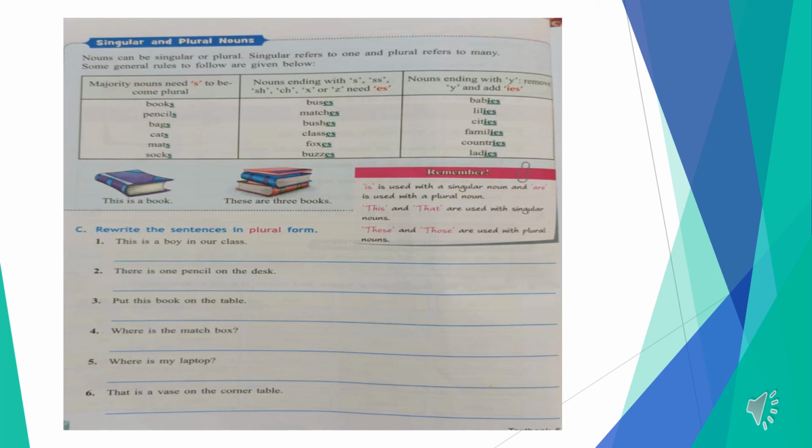Where is my laptop? Where are my laptops? L-A-P-T-O-P-S. That is a vase on the corner table. Those are the vases. V-A-S-E-S. Those are the vases on the corner table.